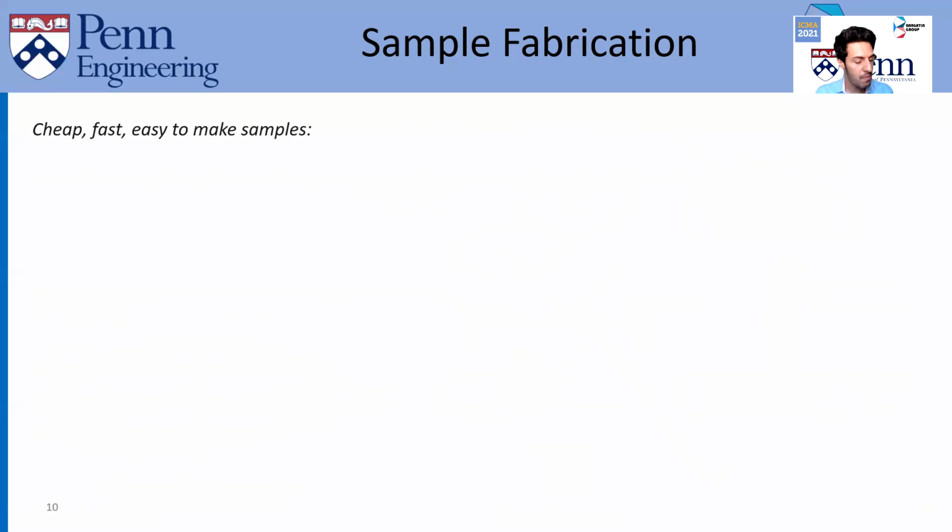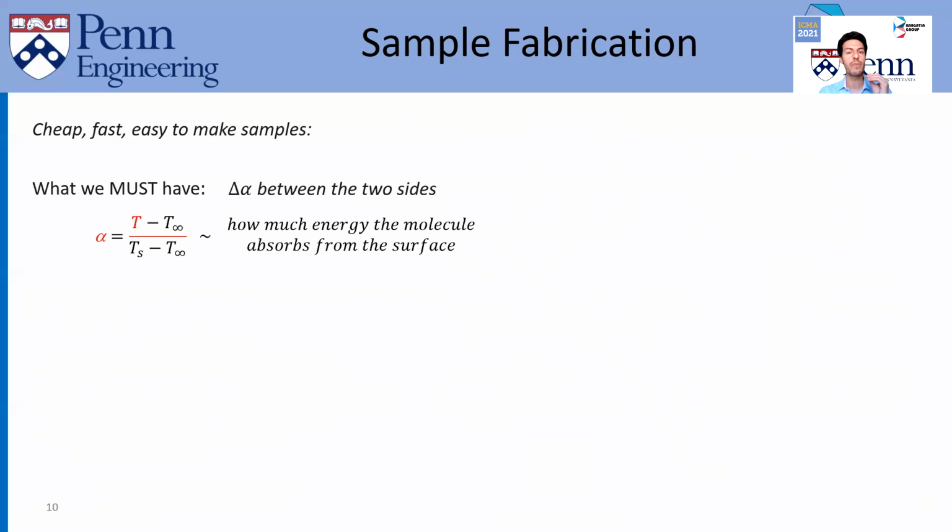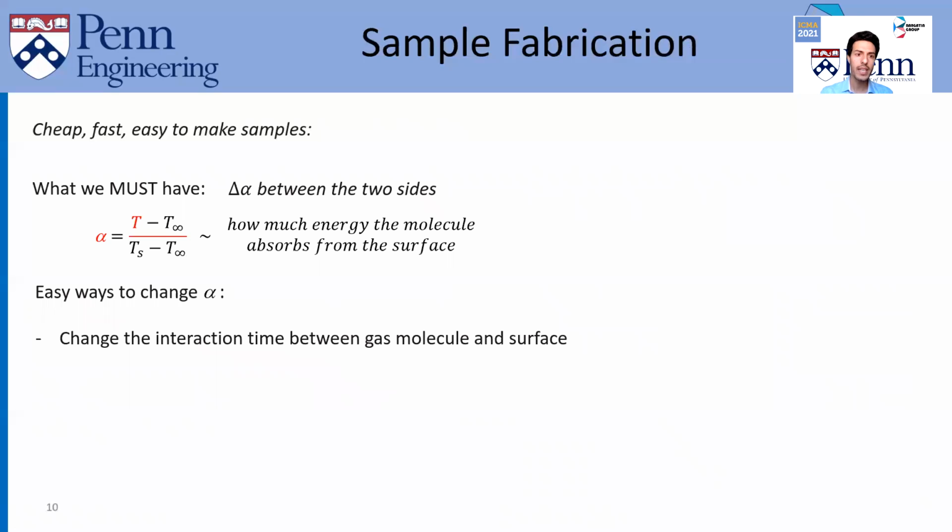Now, if we want to make samples, there's one thing that we must have in mind, and that is this difference between the accommodation coefficient of the two sides, because that is essentially what creates the force for us. Okay. Now, what we wanted to do is change the accommodation coefficient. We wanted to be able to control the accommodation coefficient. There are ways to do that.